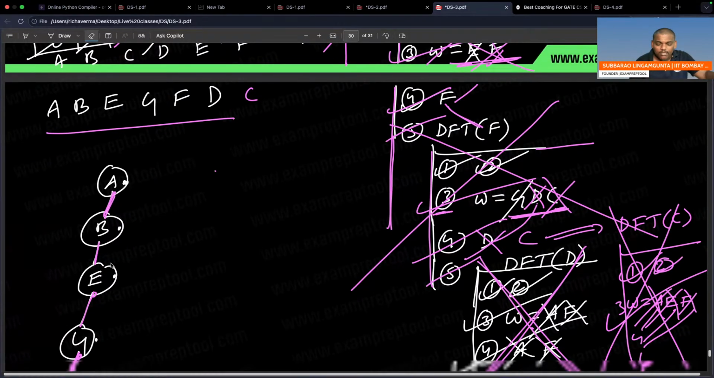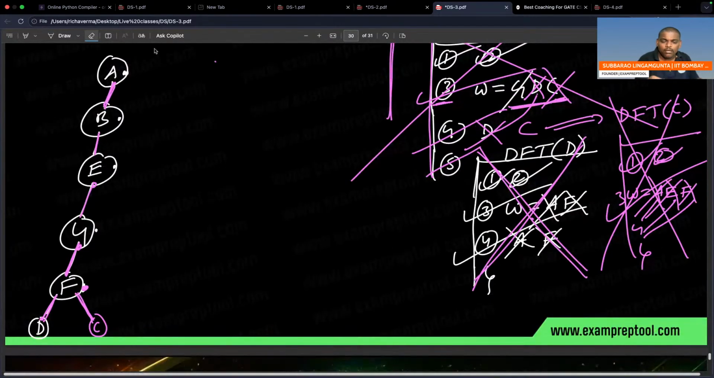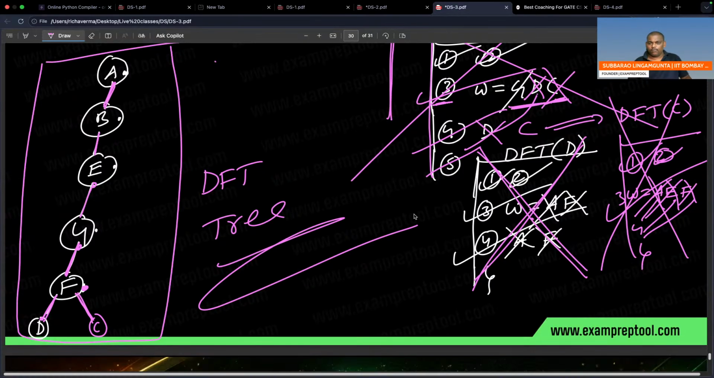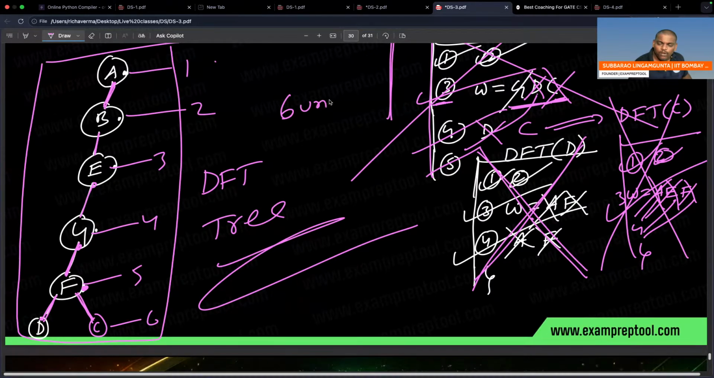Some people are asking, sir, what is the name of this tree? Remember, the name of this tree is called DFT tree. What is the stack size? Stack size 1, 2, 3, 4, 5, 6. In the last slot, first D came because of backtrack, next C came. So 6 units of stack. They will ask in the exam, right? How many units of stack? For this, the answer is 6 units of stack.